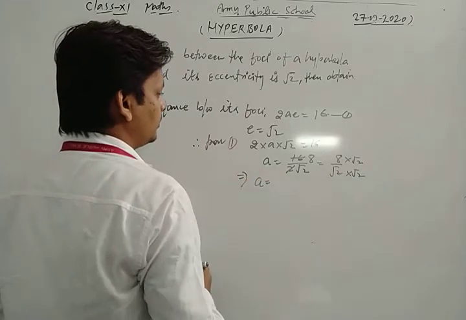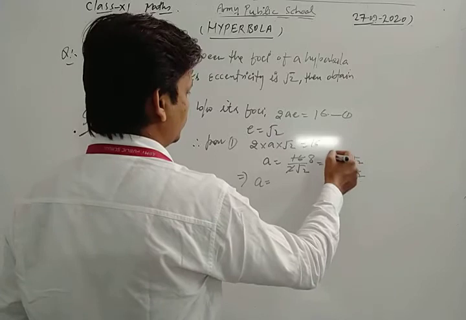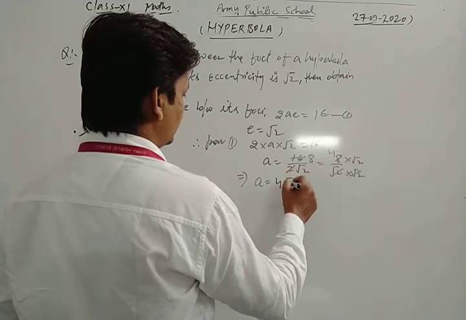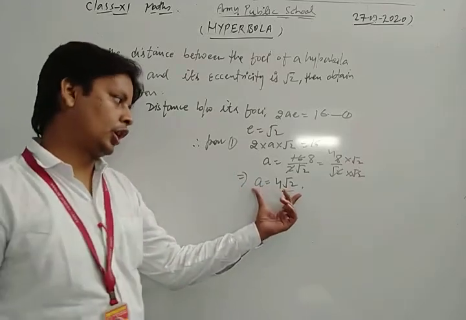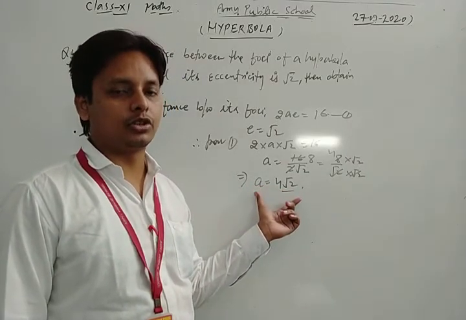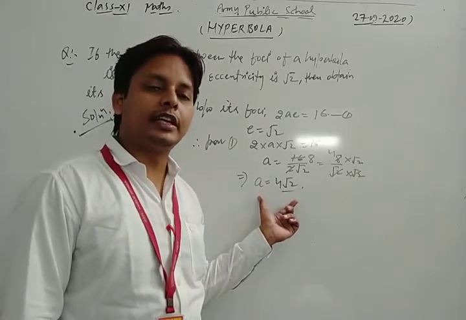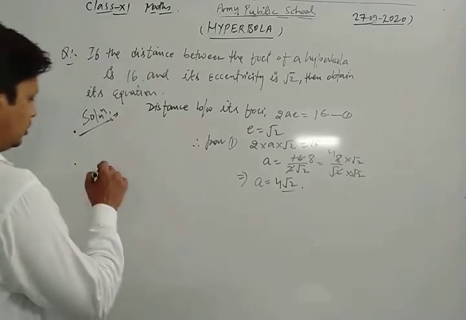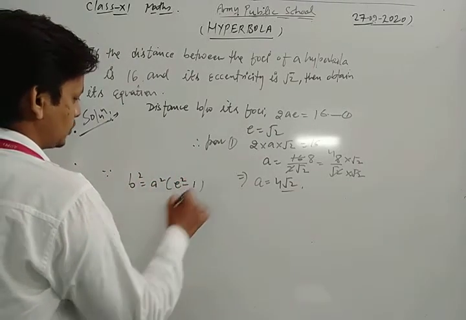A is equal to what? For 2 to the 2 4 means 4 upon root 2. Thus, students, in this way we find the value of a as the semi-transverse axis. Now we know the relation between a, b and e, since we know that b square is equal to a square in bracket e square minus 1.